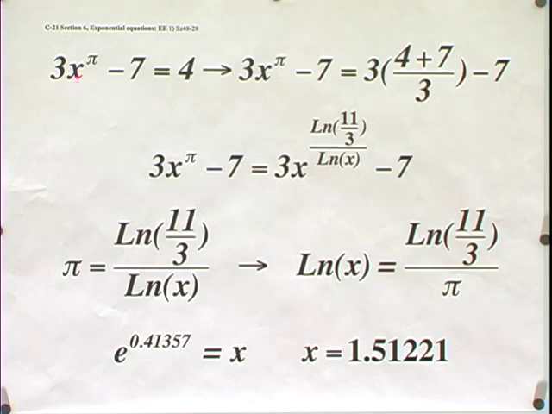If I put 1.5 in here and raise it to the pi power, multiply by 3 and subtract 7, I will get 4. So we solved it using symmetry, reformulation, and we have no choice but to use logarithms.